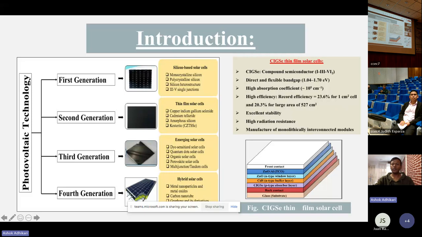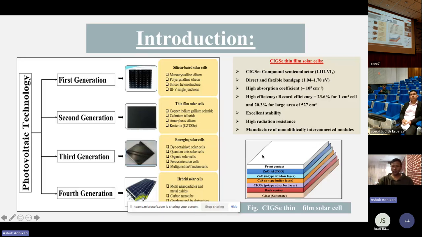Up to now, the record efficiency is 23.6% for the 1 centimeter square cell, and more than 20% efficiency for the large area solar cells. Another benefit is excellent stability. CIGS material contains the highest stability compared to other semiconductor materials. It also contains high radiation resistance. And finally, it can manufacture monolithically interconnected modules. So it is really promising for the solar cell technology.